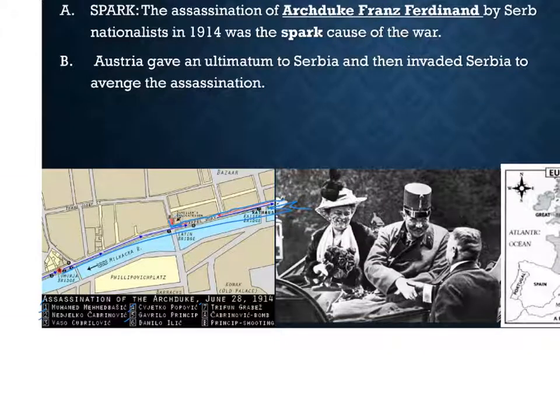The Archduke's last words to his wife were, "Sophie, stay alive for the children. Stay alive for the children." She passes on. His last words to those trying to help him, when they ask him how he is, he goes, "This is nothing. This is nothing." It's ironic because this is something.